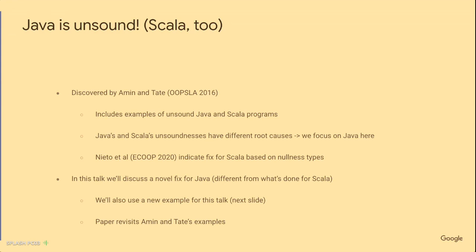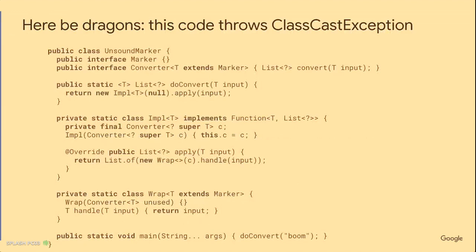There was a paper on nullness types in Scala 2 years ago at ECOOP, I'm sorry, that suggests you can use nullness types to fix Scala, but Java and Scala actually have different reasons for why they're unsound. Here we're focusing on Java, and we're also going to use a different fix than there. In this talk, I'm also going to use a new example, but you can see how the previous examples play out in the paper. Okay, so here's the example.